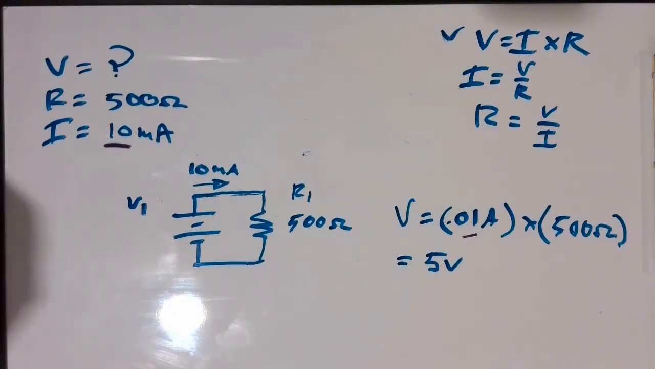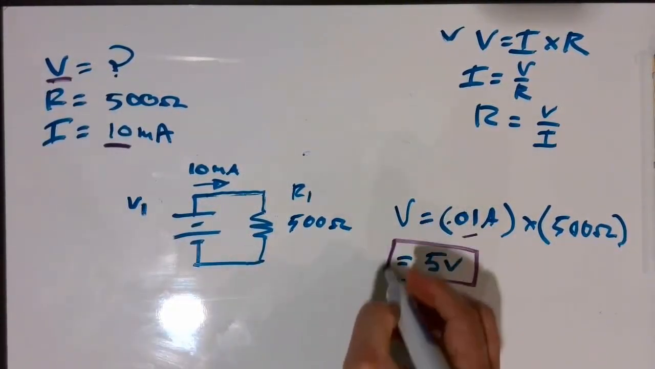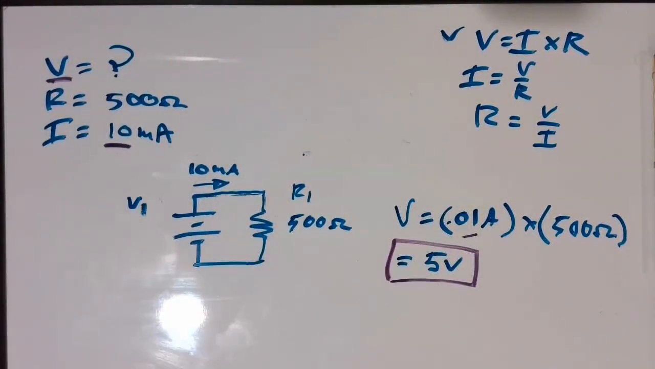And also, if I'm asking for voltage, make sure that the answer that you're writing is in units of volts. Sometimes I'll ask students to solve for resistance and they'll write the units in volts or milliamps. So always make sure to double check that. Okay, so that's an example of some of the basic Ohm's law calculations we'll be doing.